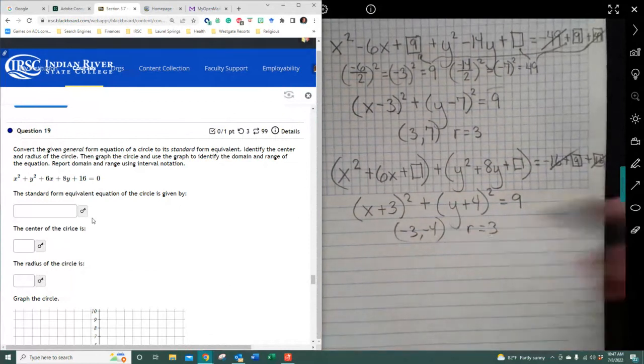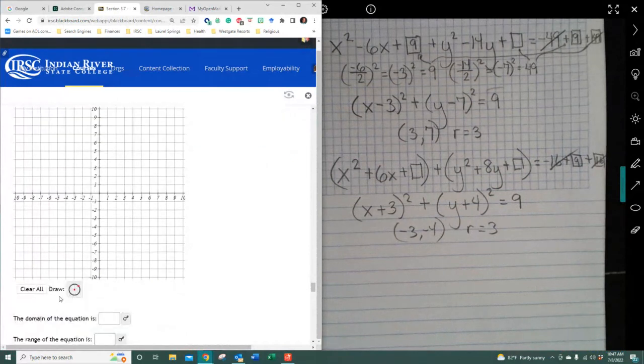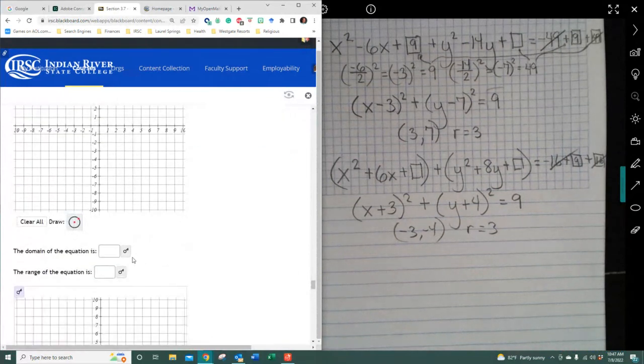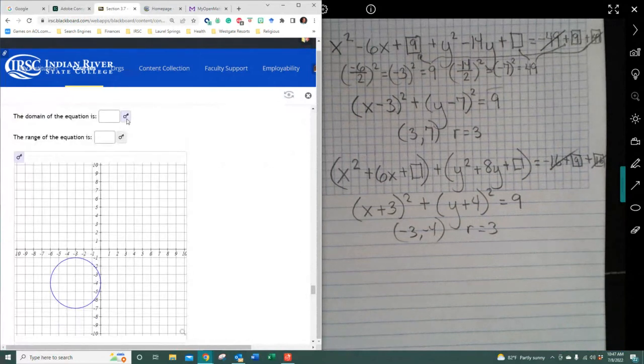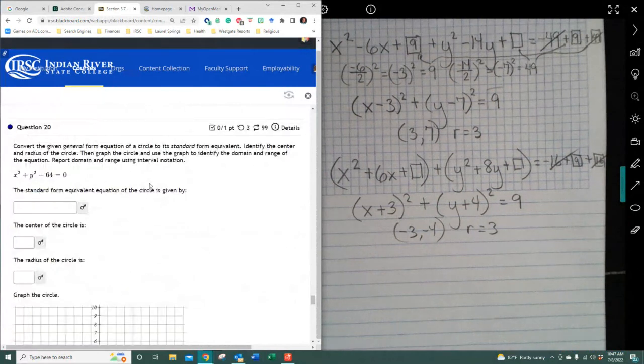And then our circle will be at -3, -4, radius 3, then a domain and range, all the stuff that we normally typically do. So there's all the answers I just gave you. And here's the circle graphed, and then the domain and range given. All right, I think you can figure that out. Okay, so that is the circle.